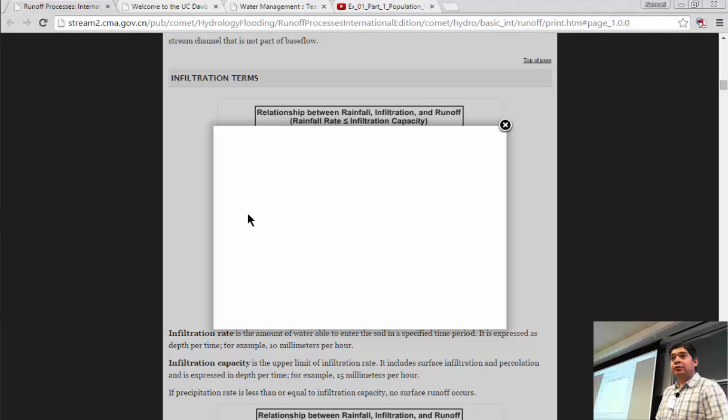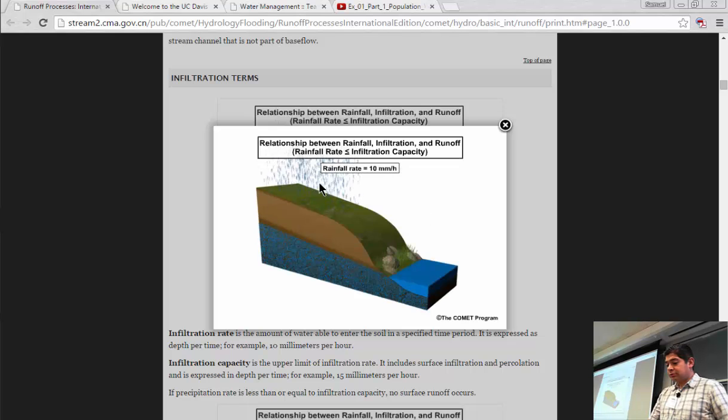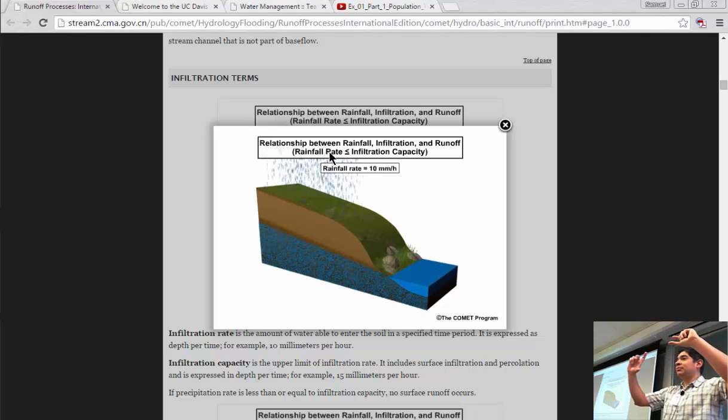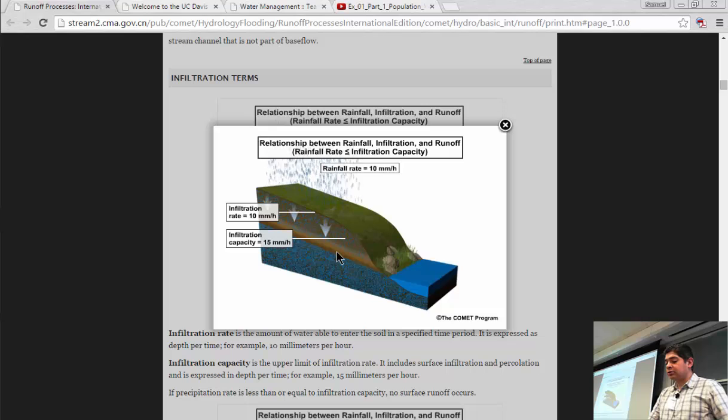What do you think will happen if, on the contrary, we have 1 inch of rain and the soil can drink 2 inches? All the water will go into the soil, so all the water will be infiltrated. Okay, so here this is the rainfall rate. The amount that is raining is less than the amount that the soil can drink, which is the infiltration capacity. That's why we have all the water going in.